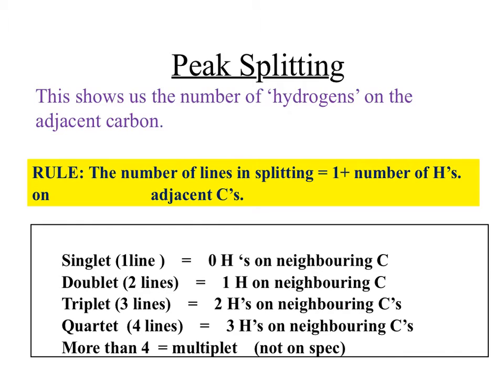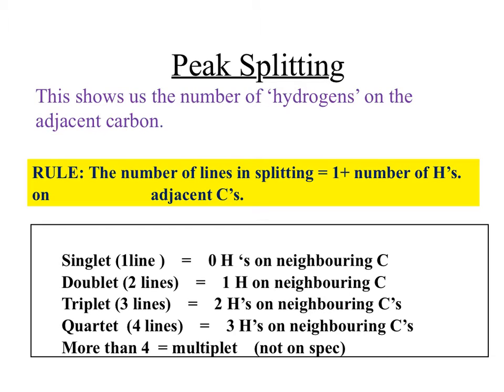If it's a quartet, according to this 1 plus rule, that means that there are 3 hydrogens on the neighbouring carbon. Now, if we have more than 4, there are exact names for it. We can just call it a multiplet, but it's not on our spec, so we don't really need to be that concerned with it. Now, if we take a couple of spectra and we look at them so that you can see exactly what I mean by this 1 plus rule.